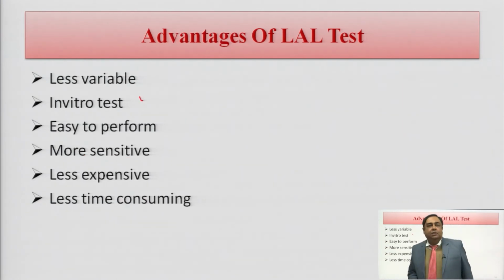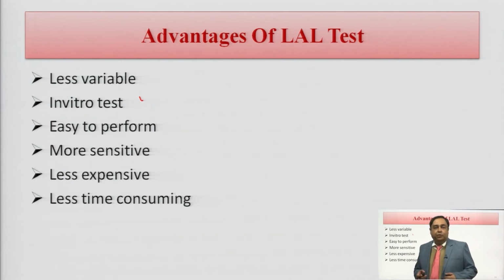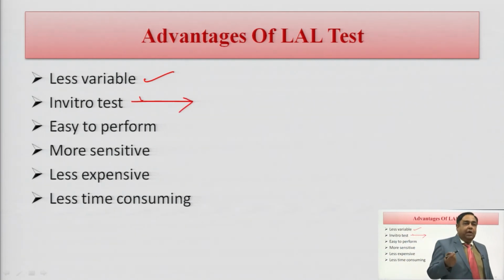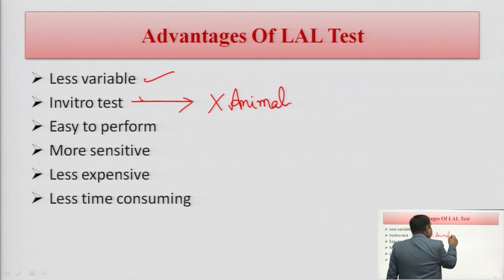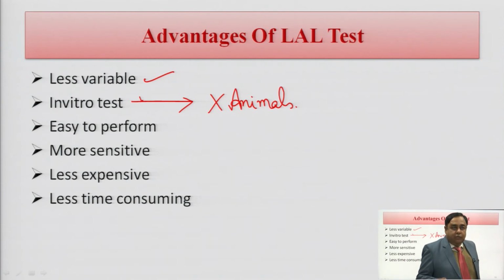Now, let us see what the advantages of the LAL test are, and why we prefer the LAL test as compared to the rabbit test. The first advantage is that it is less variable. Secondly, it is an in vitro test. As the test is in vitro, we do not require any experimental animals, so automatically no animals are required. As animals are not required, the biological variation problem is overcome.